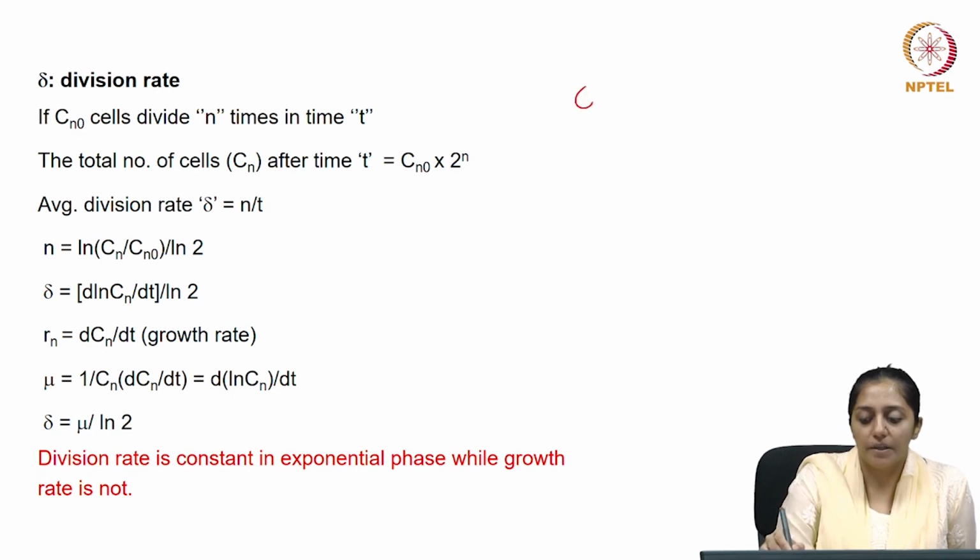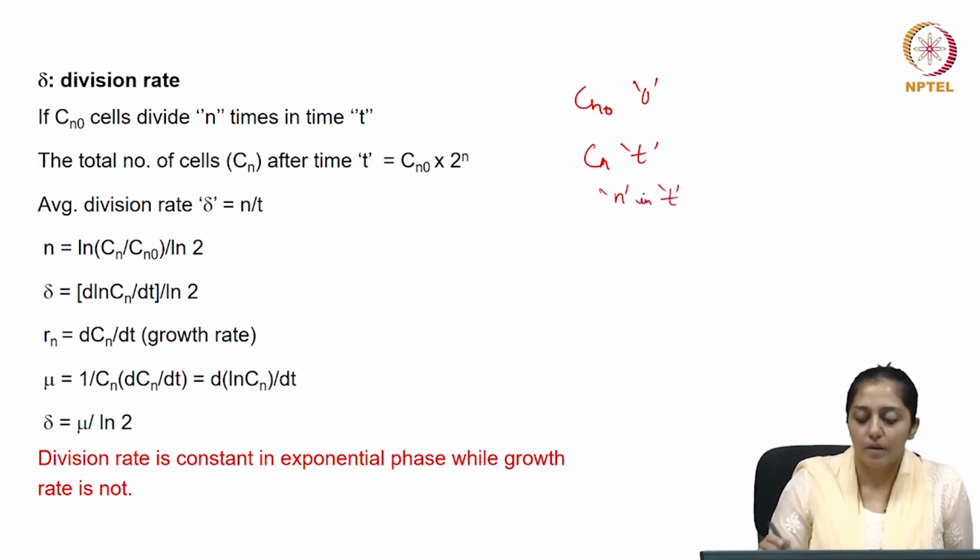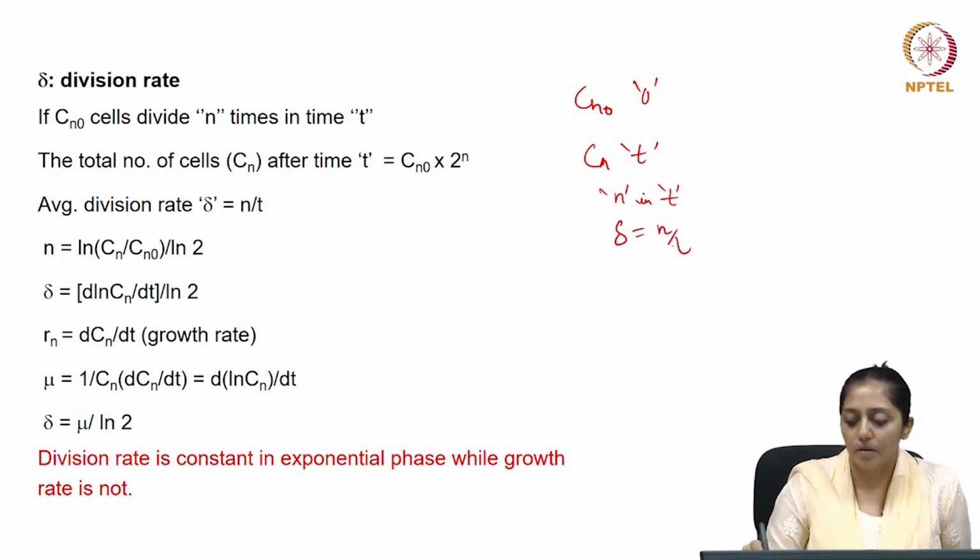So, the initial number is Cn naught. The total number of cells after time t is Cn. So, Cn is the cell number at time t, and we know that the cell divides n times in time t. So, what will be the division rate? Division rate is the number of times the cell is dividing per unit time. So, division rate is n by t.